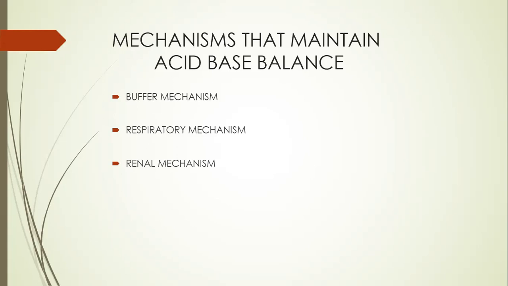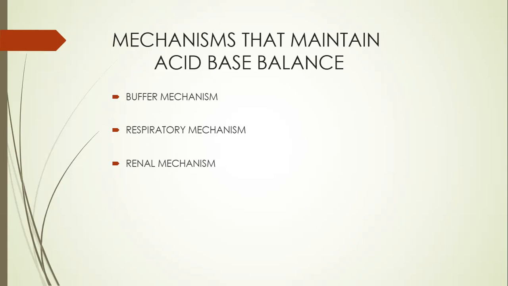For example, if the pH is less than 7.35, the body will increase the respiration, and it will decrease the carbon dioxide present in the body, thus effectively changing the carbonic acid and thus increasing the pH of the blood. When the pH of the blood is more than 7.45, the respiratory mechanism will decrease the respiration and increase the carbonic acid inside the blood. So as the carbonic acid decreases the pH value, it maintains the normal pH value.